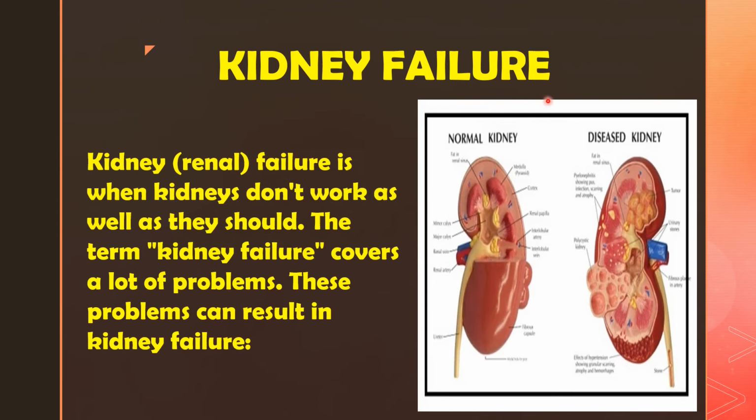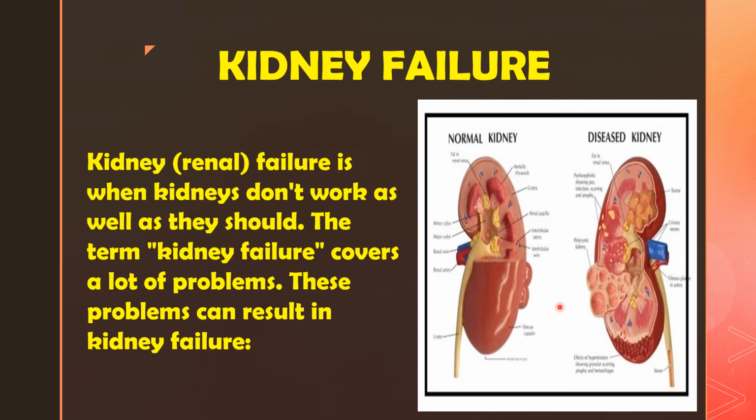The next disease regarding this is kidney failure. Kidney failure is when kidneys don't work as well as they should. The term kidney failure covers a lot of problems. These problems can result in kidney failure. First see the diagram. This is a normal kidney. Half portion ventral and half portion dorsal has been shown. And this is a diseased kidney. That means kidney failure. This type of thing happens in the kidney at that time.